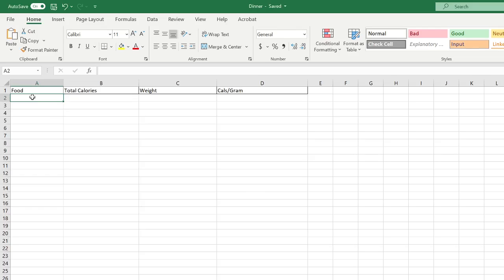Today, I would like to show you how I calculate calories of my meals using a spreadsheet. As an example, I'm going to use what I made for my family the other night.